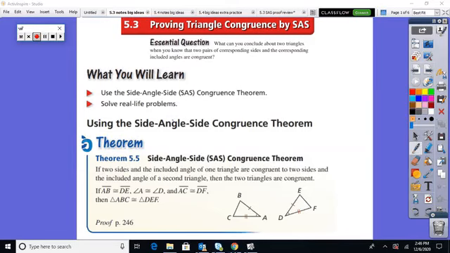Alright friends, welcome to 5-3's Notes Completion. It's time to get sassy, people. Woo! There's a lot of sass in this class, that's why I like it. So let's get sassy, let's see what's up.